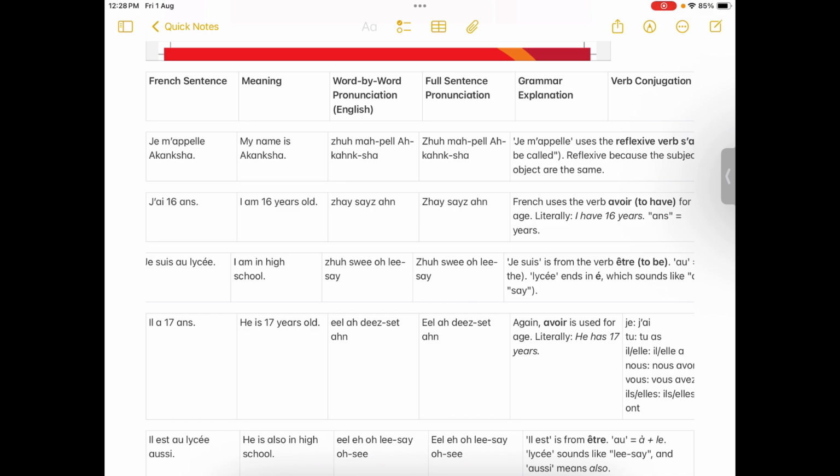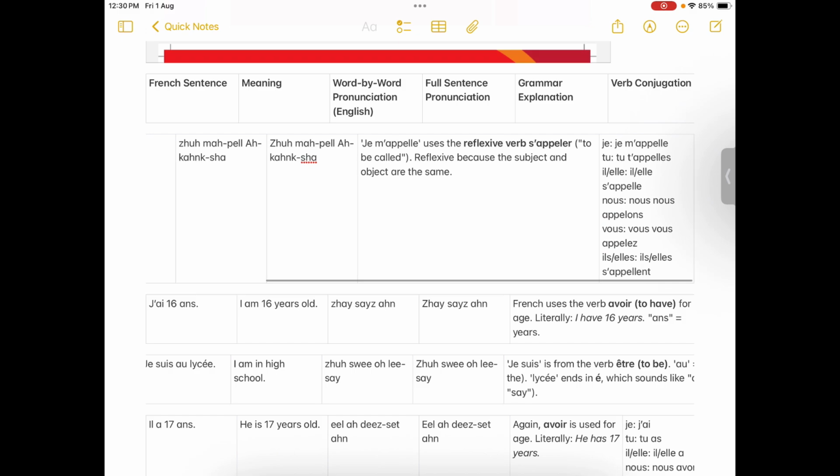How you pronounce each word is the next column. The first word is je, m apostrophe is pronounced as ma, and the third word is pelle. Let's move on to the first grammar explanation. Je m'appelle uses the reflexive verb s'appeler. This is said as to be called.